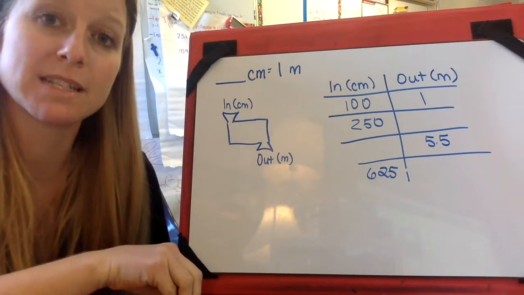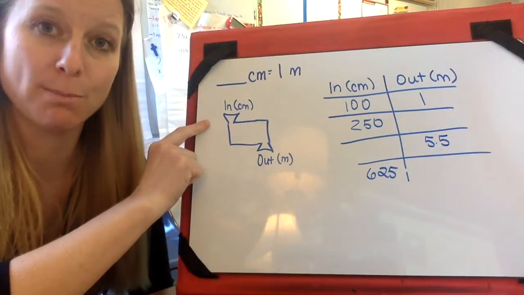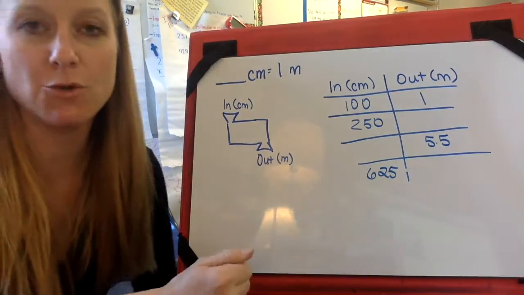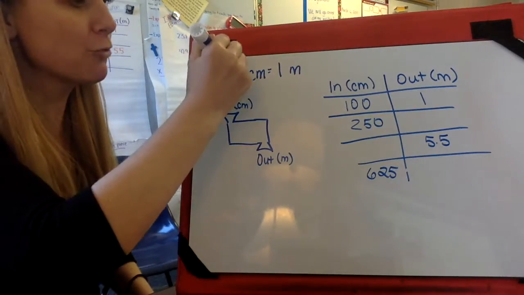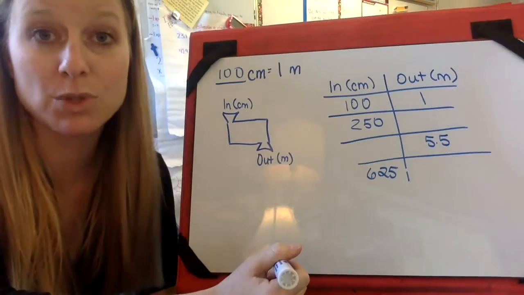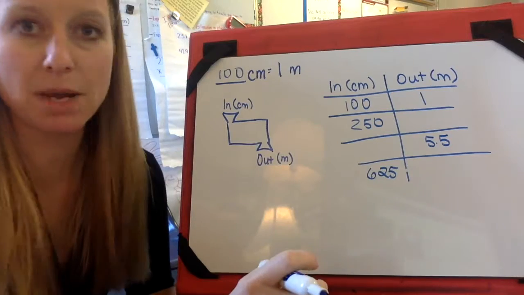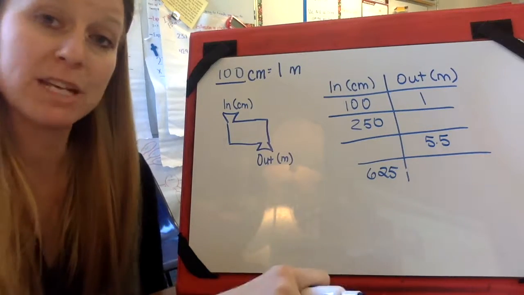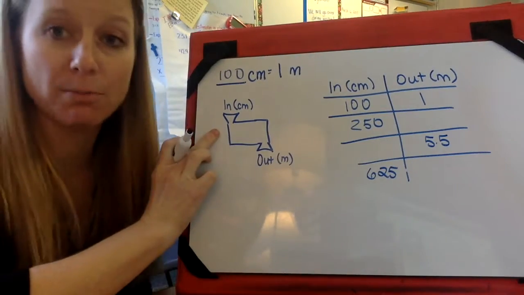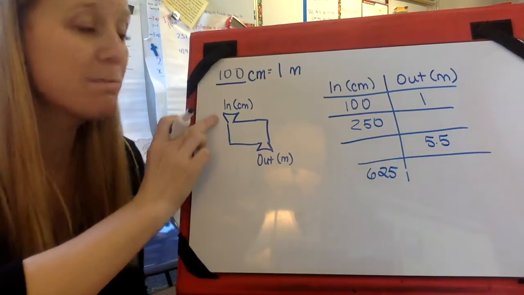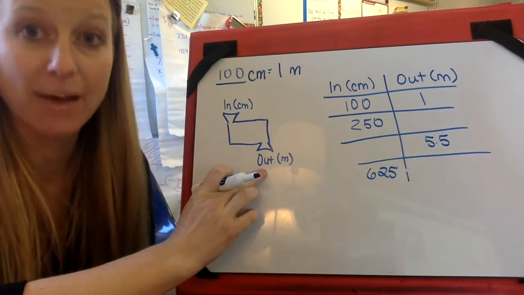Convert between centimeters and meters with the use of an in and out function box. So the first thing that you need to understand about centimeters and meters is that 100 centimeters equals 1 meter. If you know this fact, you will easily be able to convert back and forth from meters to centimeters and centimeters to meters. Now, if you look at a function box, you notice that one measurement is going in the box and the second measurement is coming out of the box.